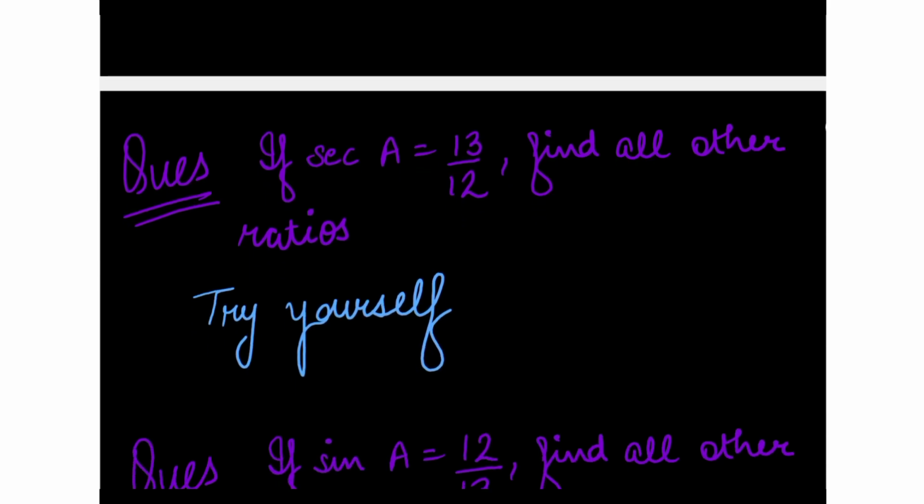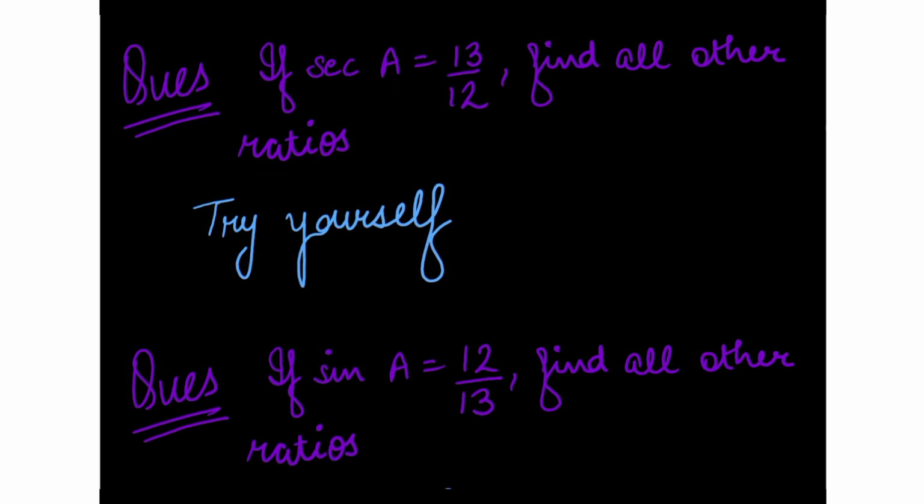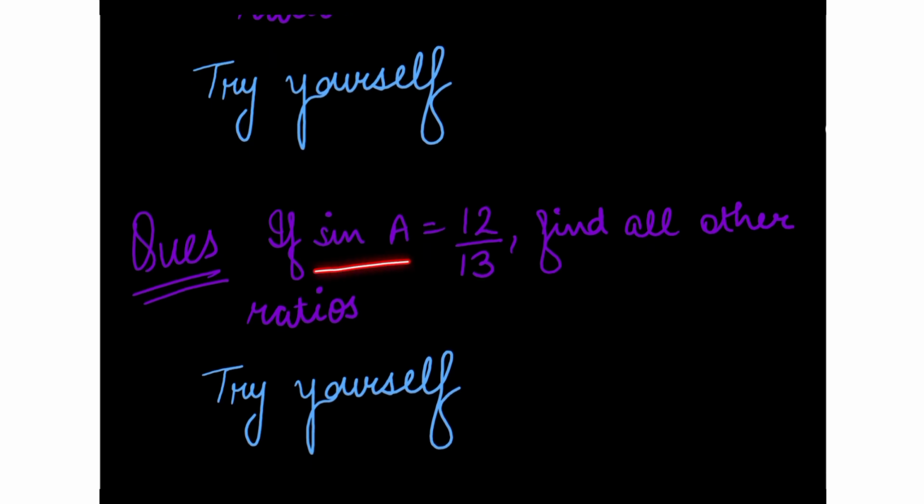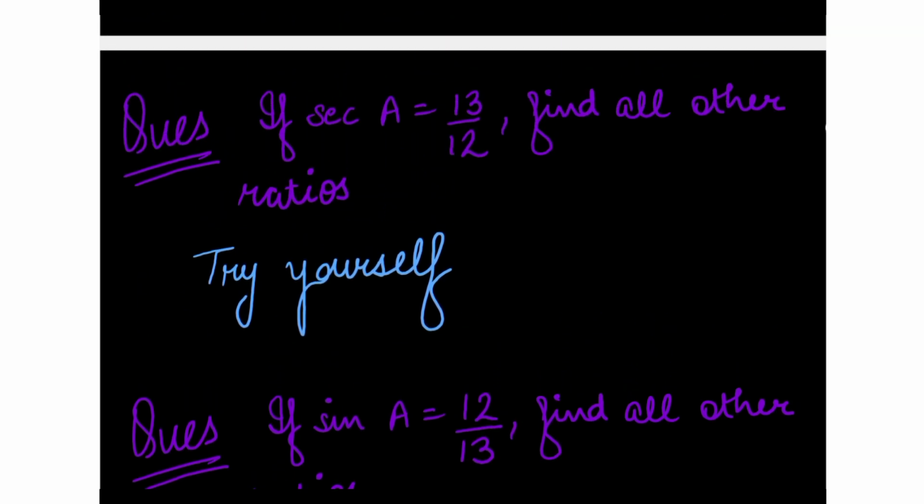Now, there is one more question. If secant A is equal to 13 by 12, find all other ratios. This you can try by yourself. It helps to practice. And there is one more question. Sin A is equal to 12 by 13. We have to find other ratios. In both these questions, you can see that secant A is equal to hypotenuse upon base. So we have the hypotenuse, we have the base. We can find the perpendicular with the help of Pythagoras theorem, and then we can find all other trigonometric ratios.